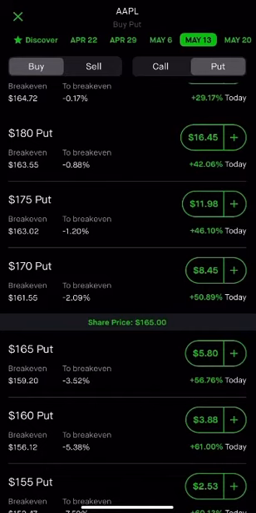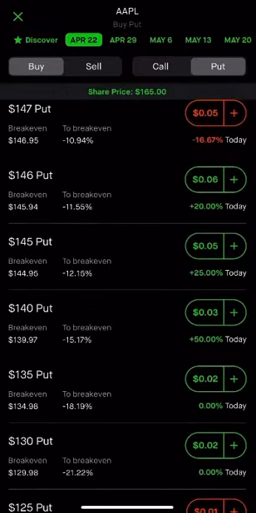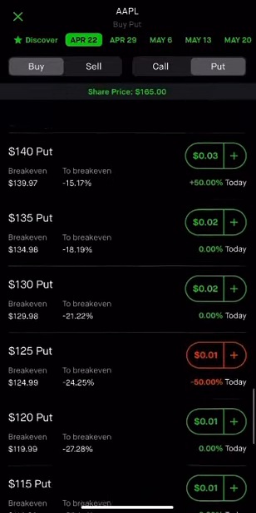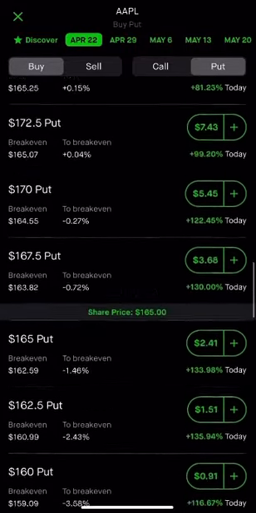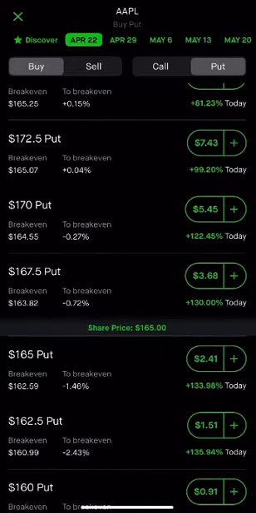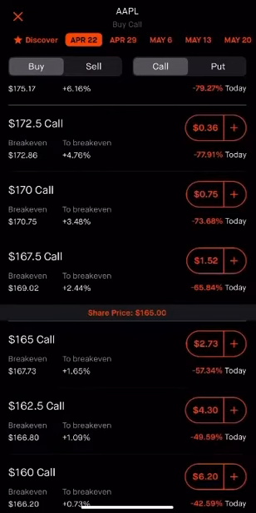Let's say again the price of Apple is currently at 165, so our closest expiration date is April 22nd. So if we go over here, let's go to calls. Let's go to a 170 call, which is assuming that the stock is going to go up $5 by April 22nd. The price of the contract is 0.75.